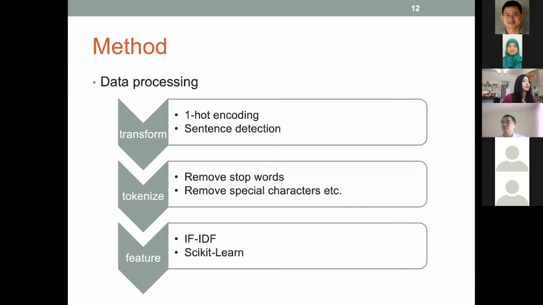The next step is to take the annotated files from CLAN, as shown before, and transform them into a parsable format. In this case, we transformed them into a CSV format. Then all sentences were tokenized to remove stop words, etc., and converted into term frequency and inverse document frequency features using Python's scikit-learn library.